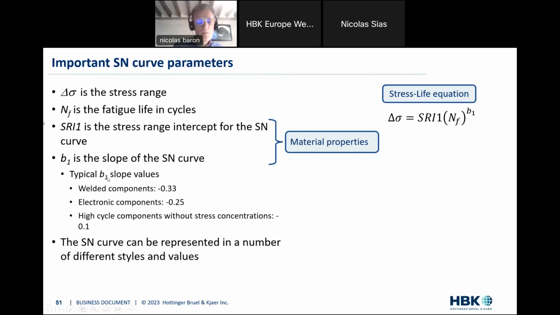Typical values for the b slopes are the ones shown here. One, if you're dealing with electronic components, it's minus 0.25. And for welded components, it's very particular. We have a lot of webinars dedicated to welding. So welding is kind of complex to calculate in terms of fatigue, but we have material dedicated to welding. And here we just say, in a nutshell, that when you have welding issues, welding is really what matters, no matter what kind of materials you're using. How good is your welding? And for welded components, typically we will use this value here, minus 0.33, for the slope of the SN curve.